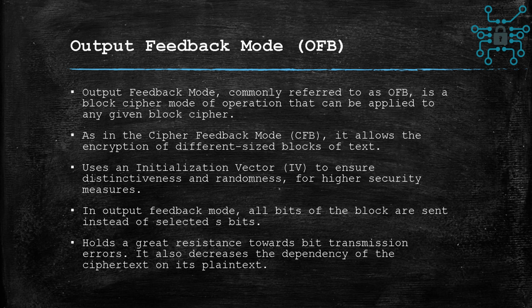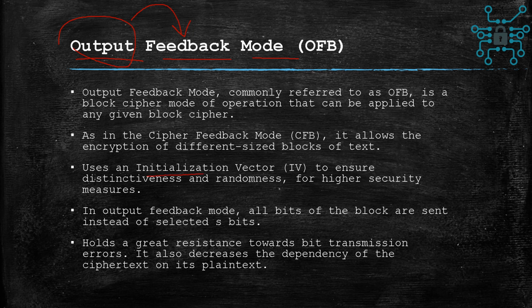Output feedback mode, commonly referred to as OFB, is a block cipher mode of operation that can be applied to any given block cipher. As in the cipher feedback mode, it allows the encryption of different sized blocks of text. However, there is a key difference between the two modes of operation. In OFB, the output of the encryption blocks is the feedback used as the input to the cipher in the next encryption block, along with using the same key, of course. Hence the name output feedback mode, whereby the output is continuously used as the feedback in subsequent encryption blocks. On the other hand, CFB uses the ciphertext as the feedback.